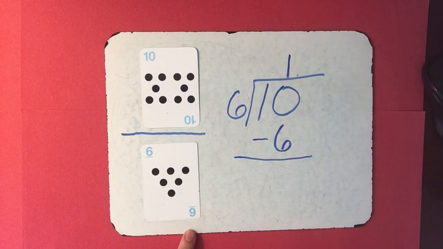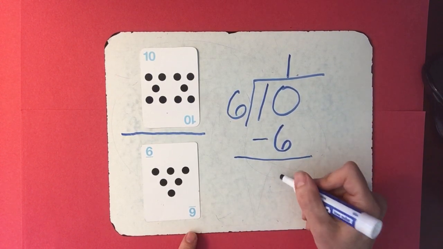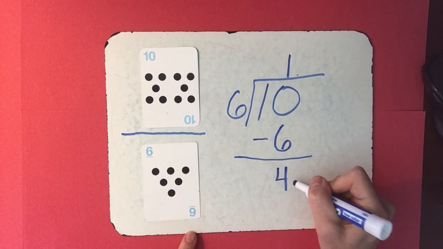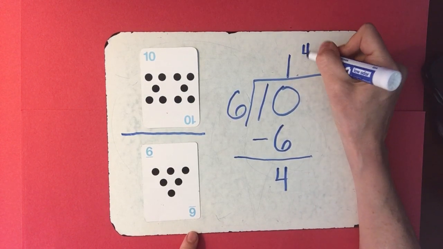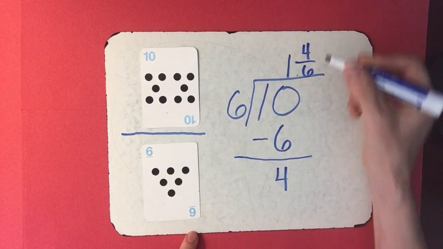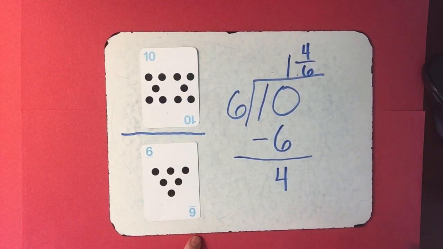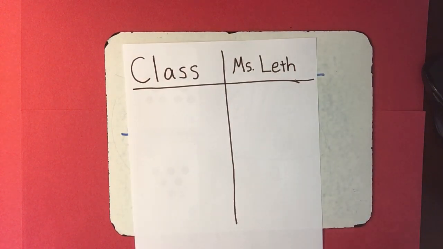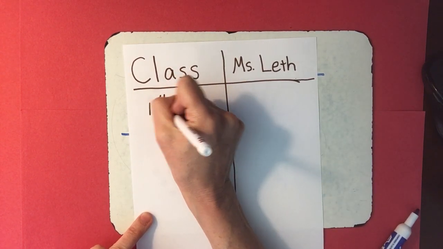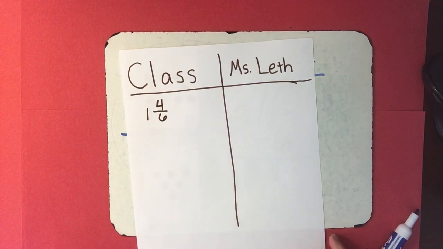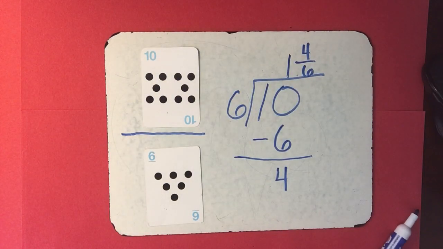So you put the 1 right there, and then you subtract, and as you know, the remainder is now your numerator. So your answer for this division problem is 1 4/6. On a score sheet, we're going to write your first answer, 1 4/6. That's your score for the first round. And now it's my turn to go.